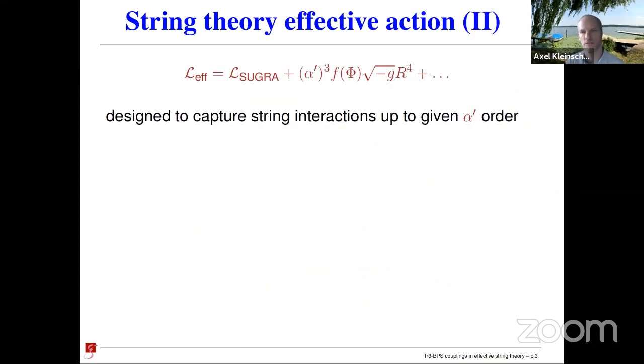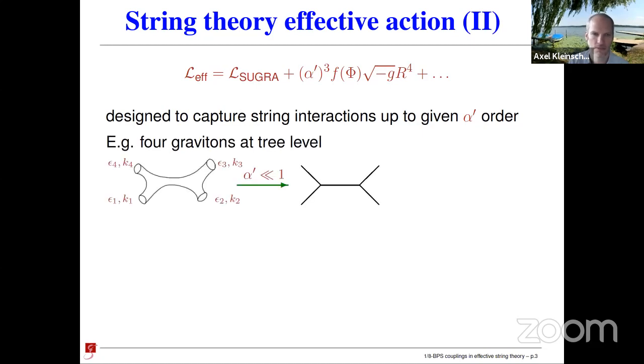And I want to say a few words about these effective actions. They're effective actions, which means they're designed to capture the interactions of the string up to a given order in alpha prime. And let's look at this, for example, for 4 gravitons. If you compute a 4 graviton amplitude at tree level for very low values of alpha prime, this is the string scale.